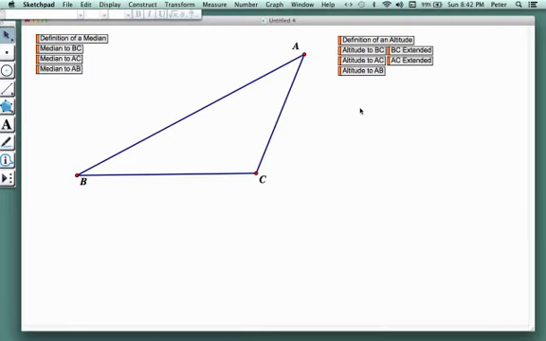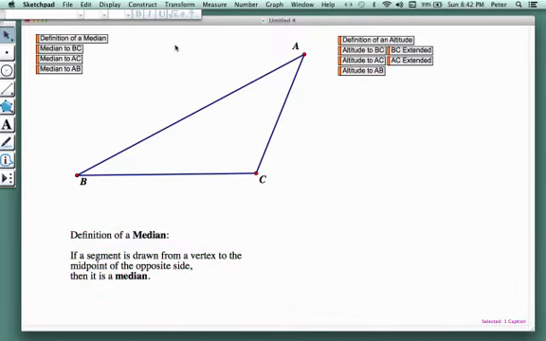The first thing we want to do is take a look at what the definition of a median and of an altitude is. A median is a segment drawn from a vertex to the midpoint of the opposite side. Sounds easy enough, but students often have trouble with confusing medians with altitudes.